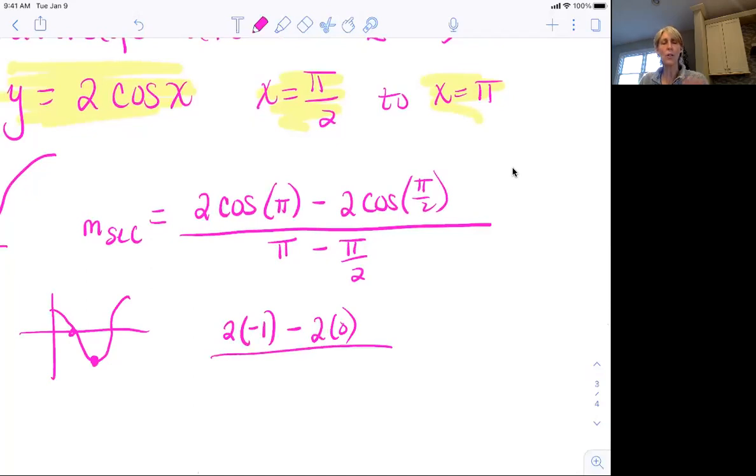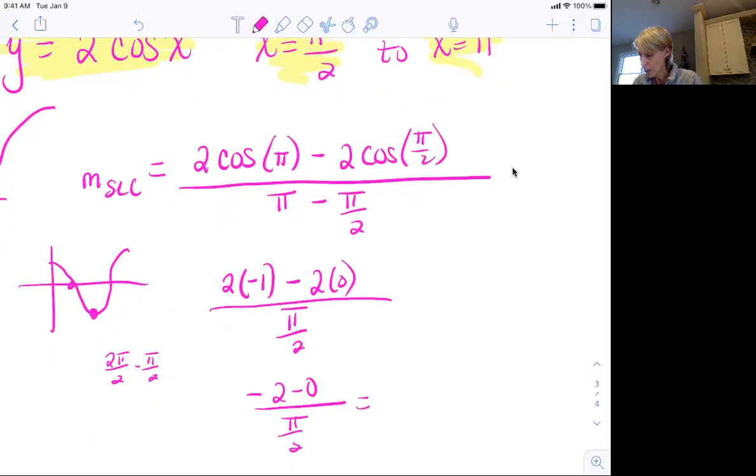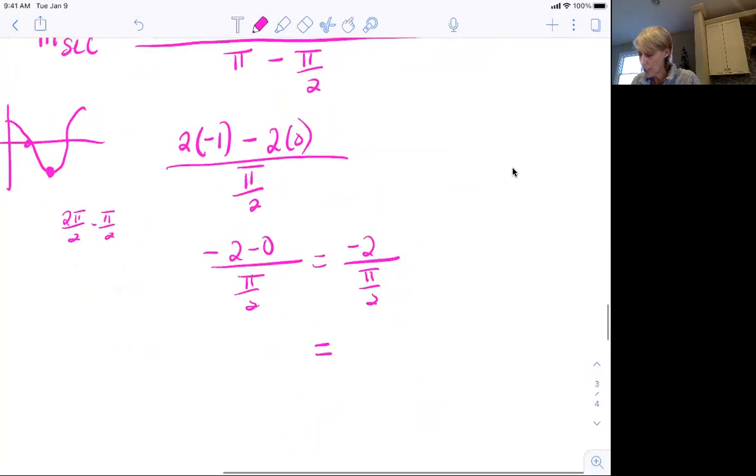Pi minus pi over 2, so that's 2 pi over 2 minus pi over 2, if you want to think of it that way, right? Because I have to get a common denominator to subtract, so 2 pi over 2 minus pi over 2 is just pi over 2. And just finish up doing your calculation. -2 minus 0 over pi over 2 is -2 divided by pi over 2, which is -2 times 2 over pi, -4 over pi.